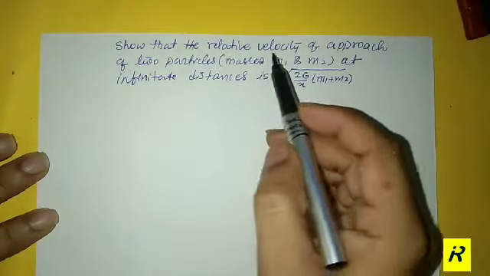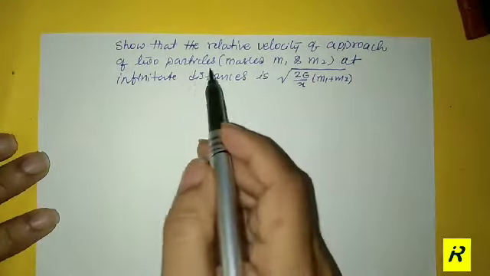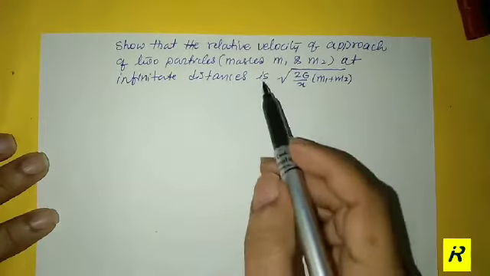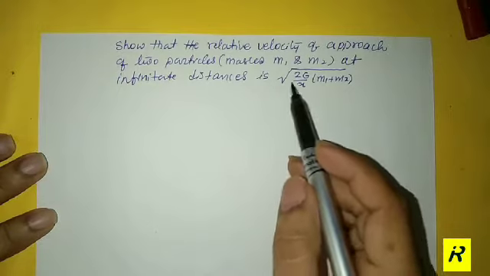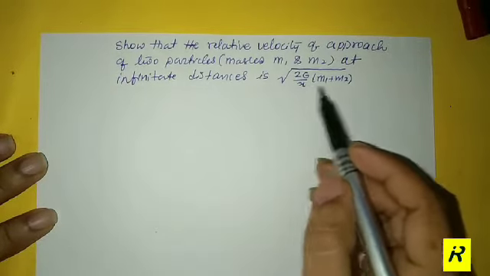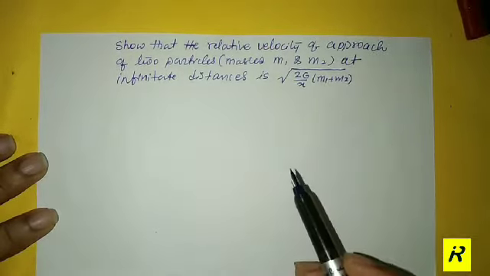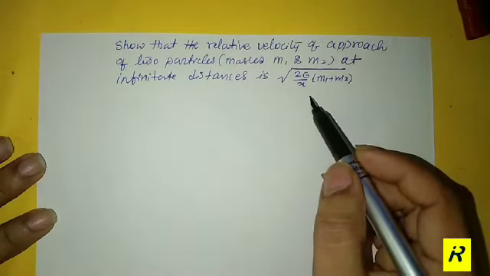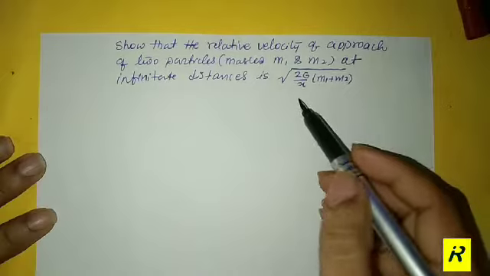Show that the relative velocity of approach of two particles of masses m1 and m2 at infinite distances is root of 2G(m1 plus m2) by x. So now I have to prove the relative velocity of approach of those two particles is this much.